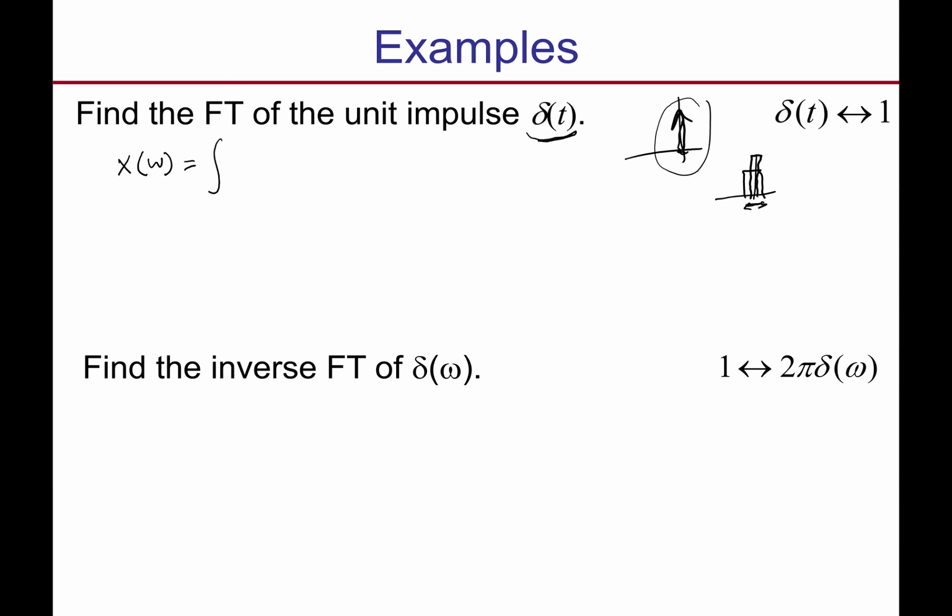But let's calculate X of omega and see what will happen. X of omega is the integral of x of t, which is the impulse delta of t, times e to the minus j omega t dt, from minus infinity to infinity. An impulse multiplied by any function gives you the impulse times the value of the function, or the sample, at the location of the impulse. This impulse is located at t equals 0. So plug in t equals 0 here, e to the power of 0 is 1. And we learned the integral of an impulse is 1. What does that mean? X of omega is 1.